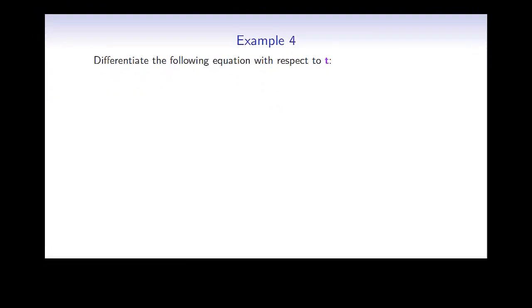Now that we know how to differentiate the natural log function, let's consider the following example. Differentiate the following equation with respect to t. f of t is equal to t times the natural log of t minus 2t. Here's the solution. We'll use the product rule to differentiate f of t.